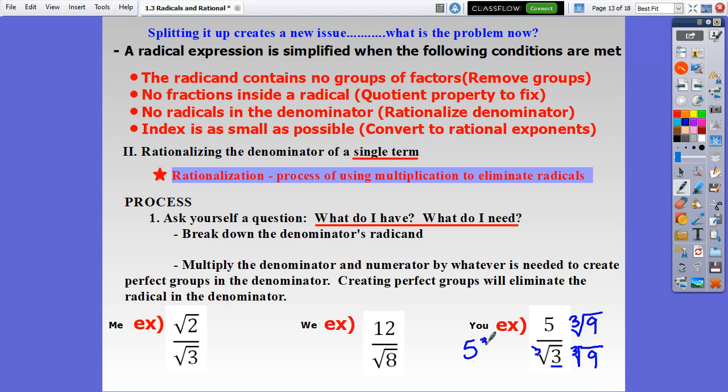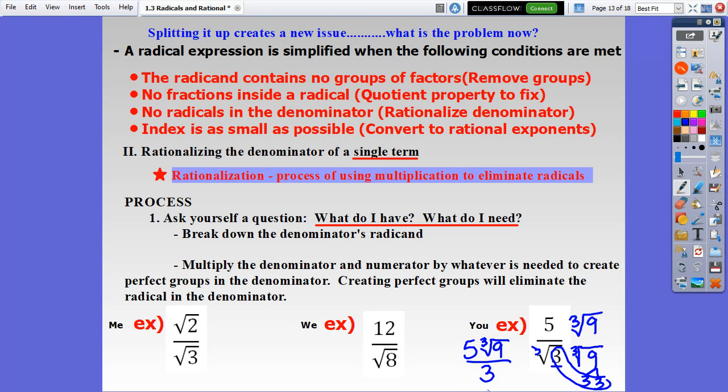So I get 5 cube roots of 9. And on the bottom, what was I trying to make groups of? 3. So that's why it's so important for us to understand what's a single term. It's what do I have? What do I need to make perfect groups? Not just some blanket, I'm going to multiply by whatever that radical is and call it good. Because if you did 5 over the cube root of 3 and you multiplied the top and bottom by the cube root of 3, you haven't gotten rid of the radical in the denominator because it's the cube root of 9. That is not simplified yet. I mean, like there's no groups. So make sure that you're asking yourself those questions.